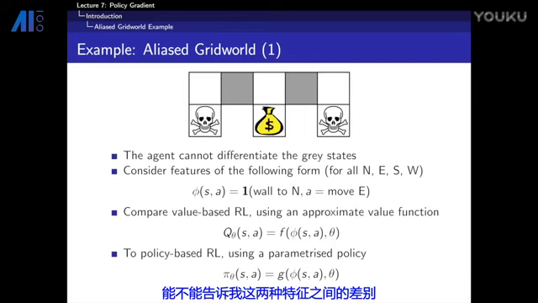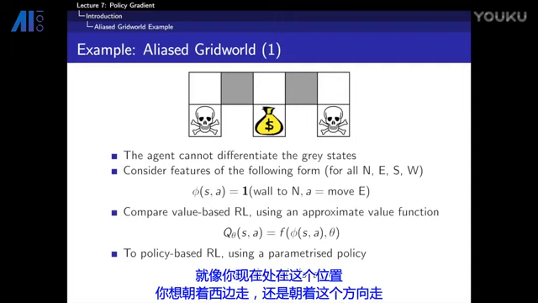Yeah? You're not going to be able to tell the difference between those two grey squares with the features. Right. So the point was that these two grey squares are aliased. There's no way to tell the difference between these two grey squares using the features that you have.